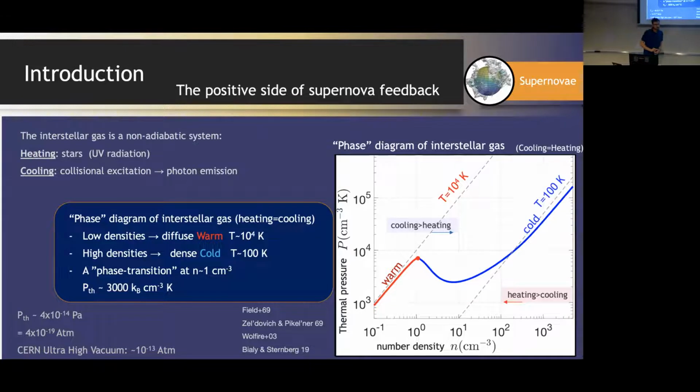The pressure that we talk about is very low compared to Earth. Just to compare, this thermal pressure is in units of K Boltzmann, in CGS, divided by K Boltzmann. This is 3,000, and if you convert it to MKS, that's 4 × 10⁻¹⁴ Pascal. That's 4 × 10⁻¹⁹ atmosphere, and at CERN, from what I read, they go down to 10⁻¹³ atmosphere. So this is a serious vacuum, even when we talk about clouds and everything.